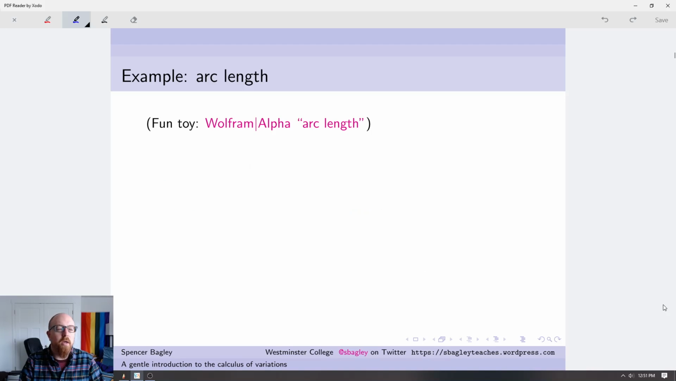Okay, what are we going to do? Here is an example of a functional, arc length. If you click on this link, it will take you to the Wolfram Alpha page for arc length. Or if you just go to Wolfram Alpha and type in arc length, you will get a cool little calculator. Let me show you what that looks like.